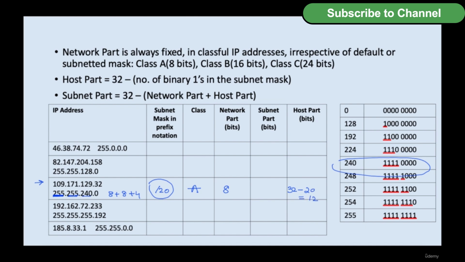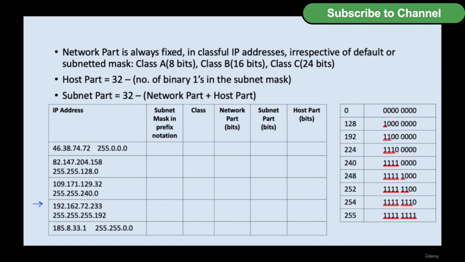Okay, the subnet part is 32 minus the network part, that is 8, plus the host part, that is 12. It gave me the value 12. If I count this value 12 and 12, 24, and this value 8 more, 32. So it means our calculations are correct.